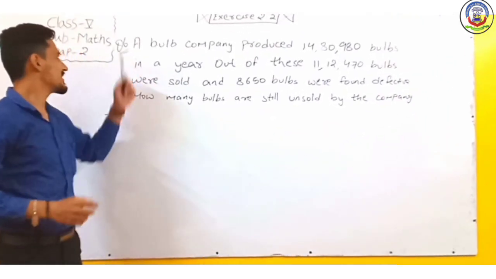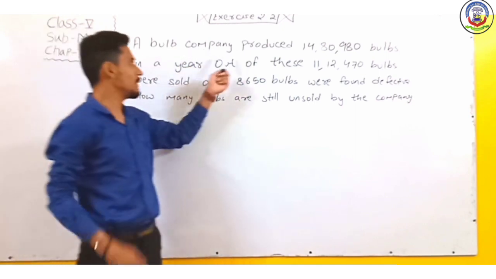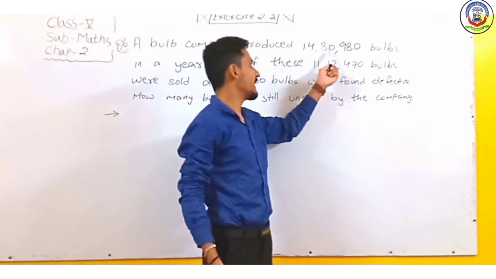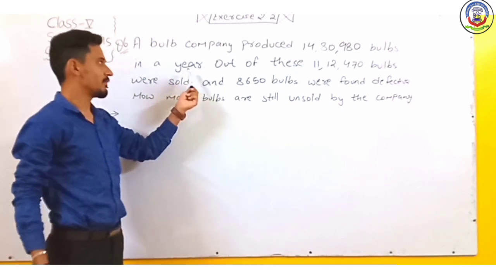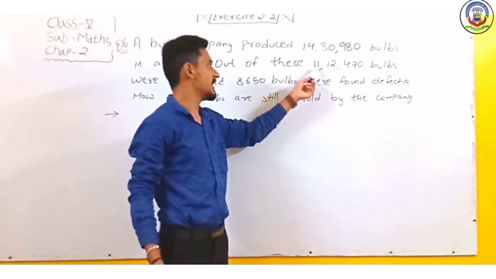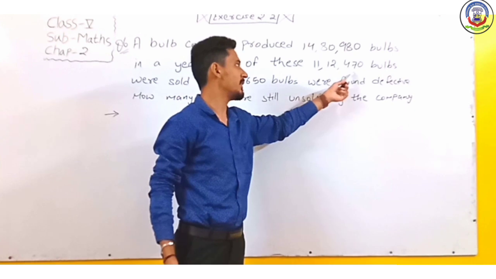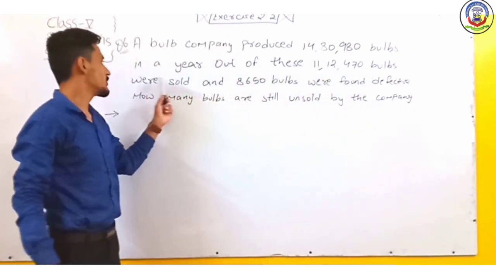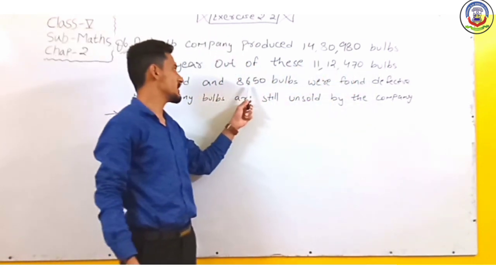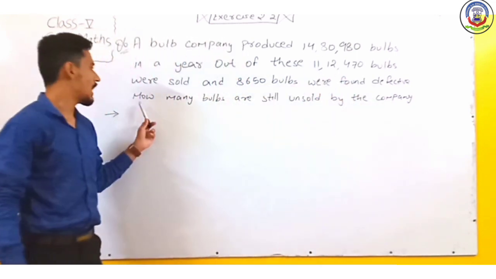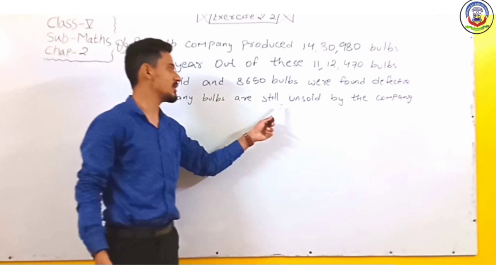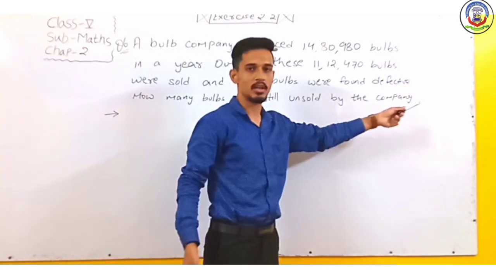Now question number 6. A bulb company produced 14,80,980 bulbs in a year. Out of these, 11,12,470 bulbs were sold and 8,650 bulbs were found defective. How many bulbs are still unsold by the company?